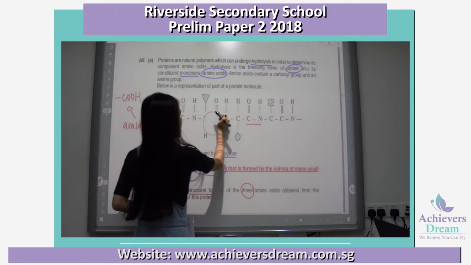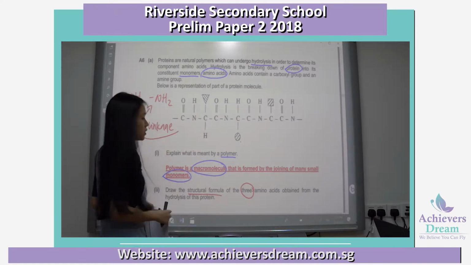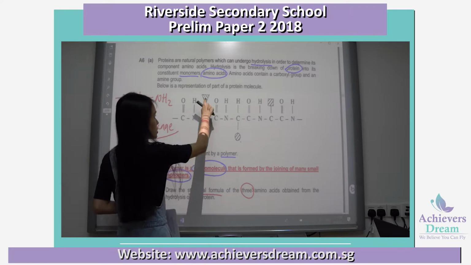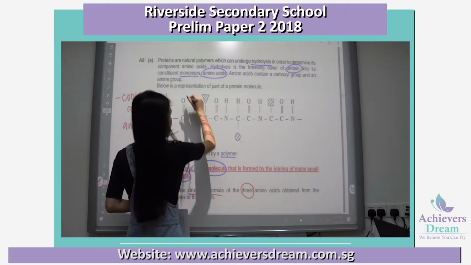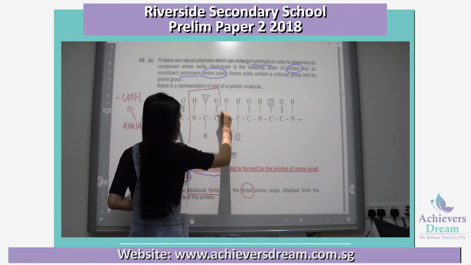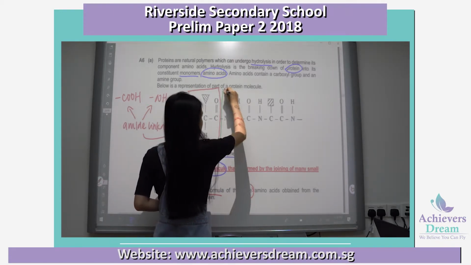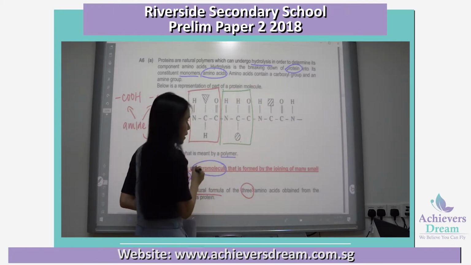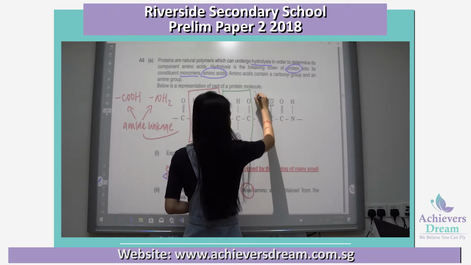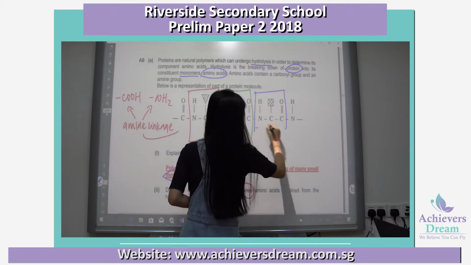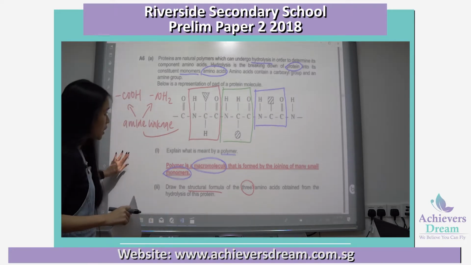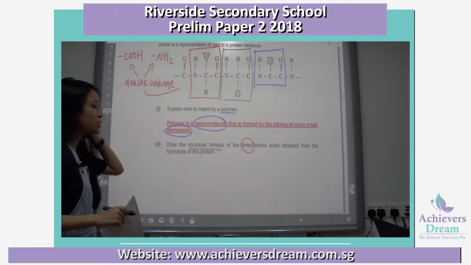In order for us to identify the 3 amino acids, take note that there are 3 different groups here. The first amino acid will be this, the second amino acid will have to be this part, and the last amino acid will be this here. So how do we draw the 3 amino acids?